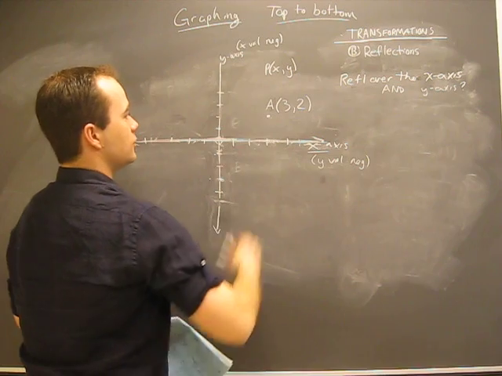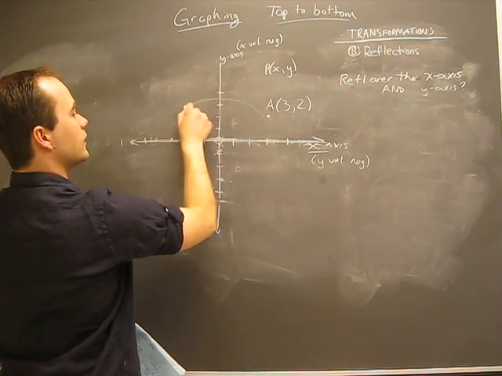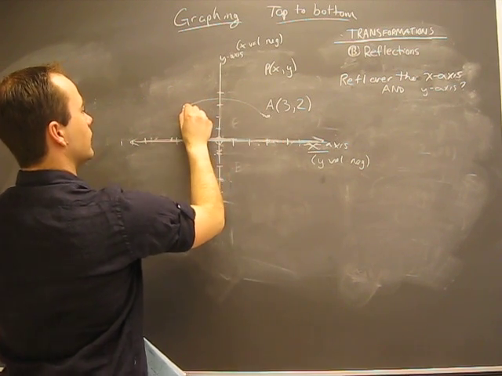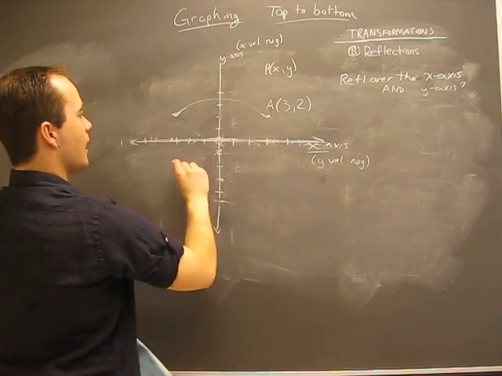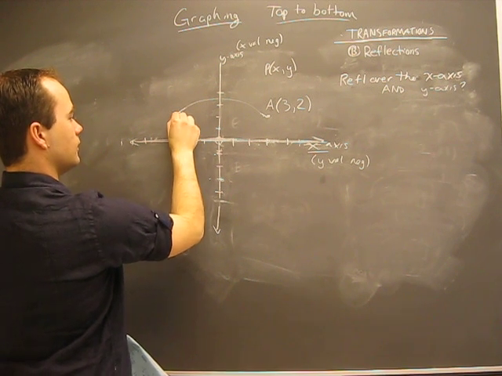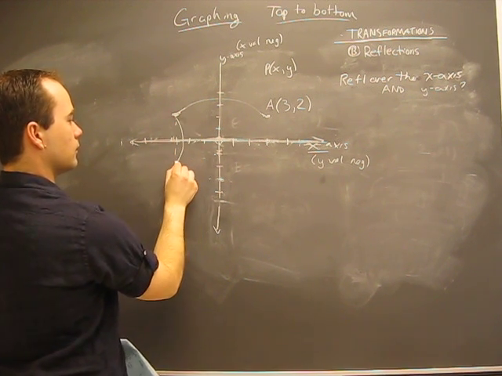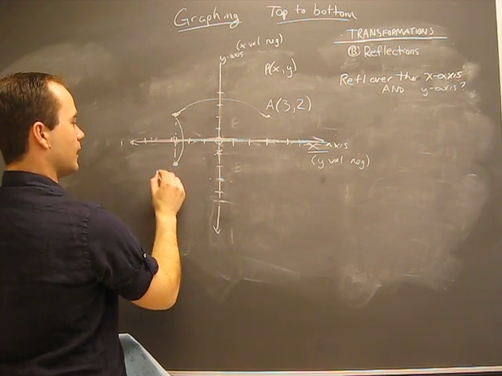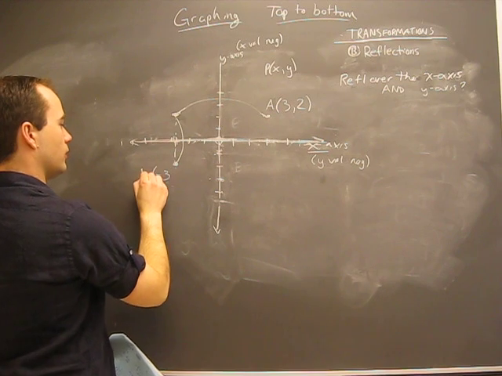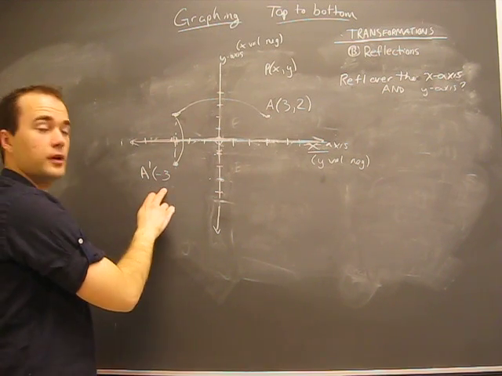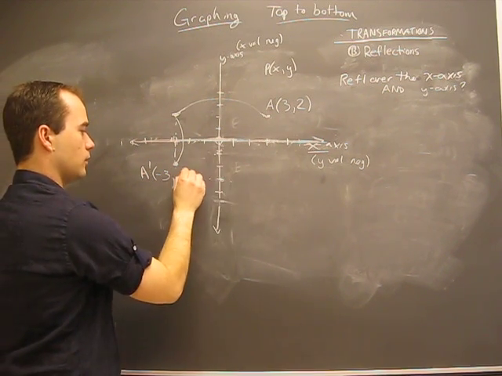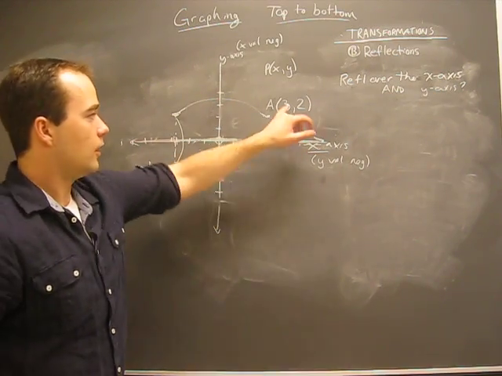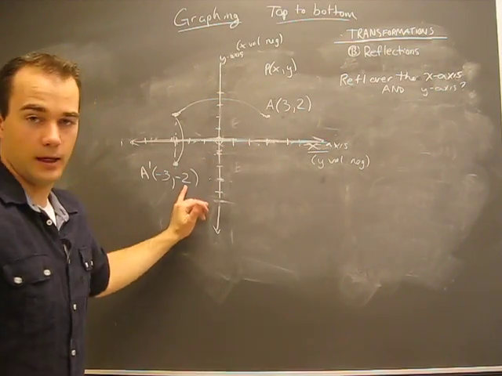Okay, so let's do it this way first. It doesn't matter which side you do it either. So there we go, that's one. And now we're going to reflect over the x-axis. And our new point, A prime, is 3, negative 3, and negative 2. Okay, how does this relate to where we started? It is perfect. Our 3 became negative, and our 2 became negative.